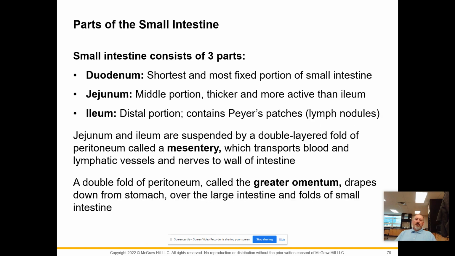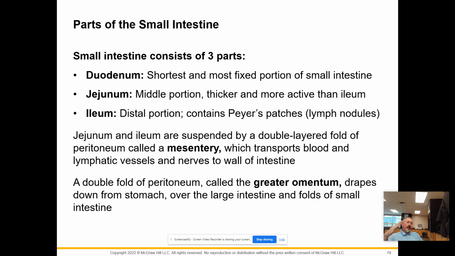So, three parts of the small intestine. The first part is going to be called the duodenum. The duodenum is the region that we've been talking about, where the pancreatic secretions occur, of course, in the duodenum. This is the shortest, and if you look at the movement of the others, this is the part that's really fixed, that doesn't move much.